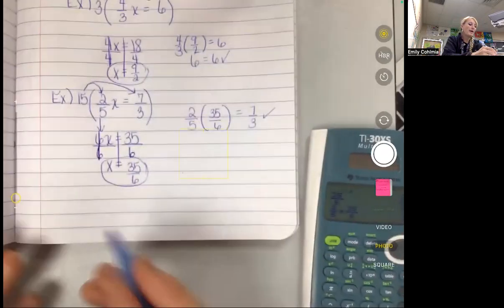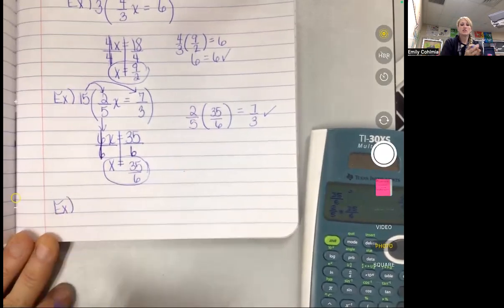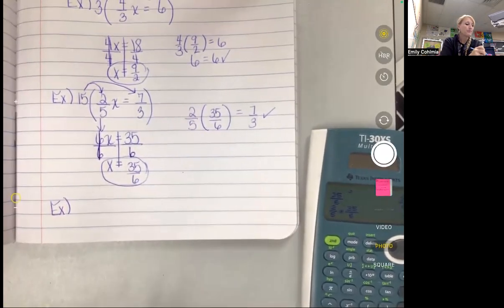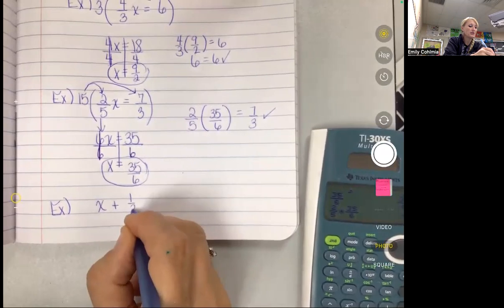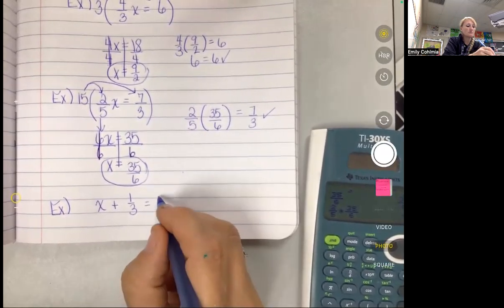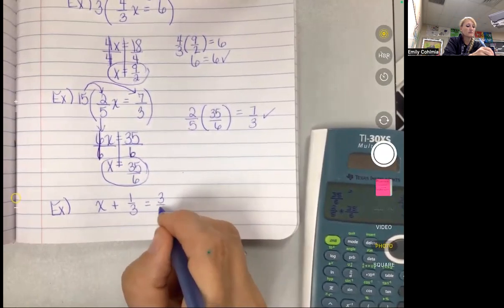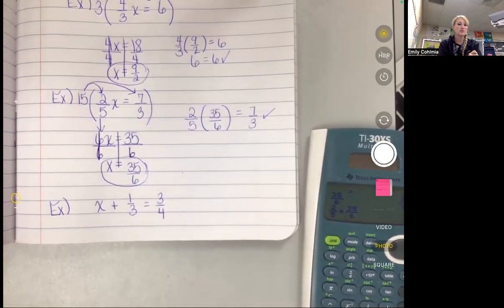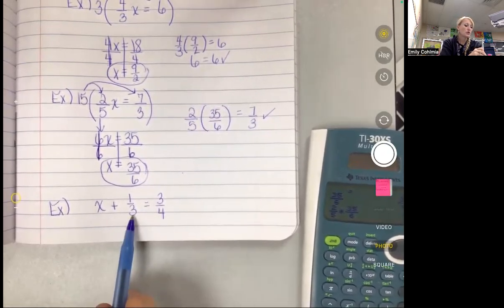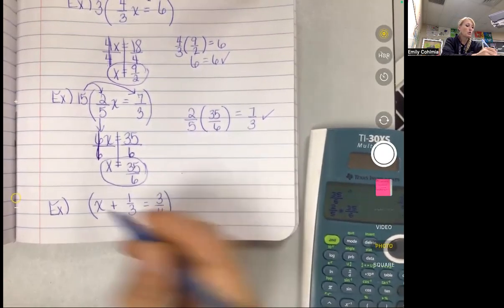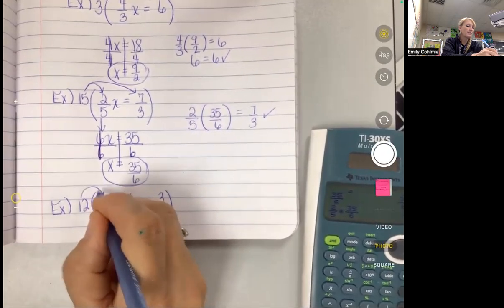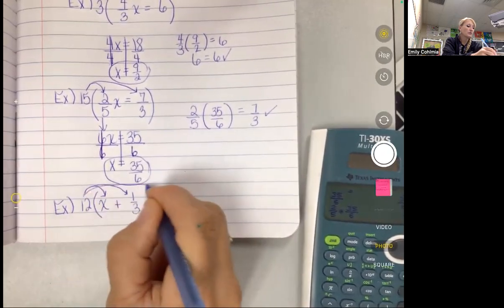So let's find out what happens if we have a one-step equation with addition or subtraction, but with a fraction. So let's do x plus 1/3 equals 3/4. So something like this where it's addition subtraction. So again, I need a least common denominator. So 3 and 4, my least common denominator would be multiplying these together. So 3 times 4, which is 12. So I'm going to multiply this whole problem by 12. So I have to do everything by 12, all 3 terms.